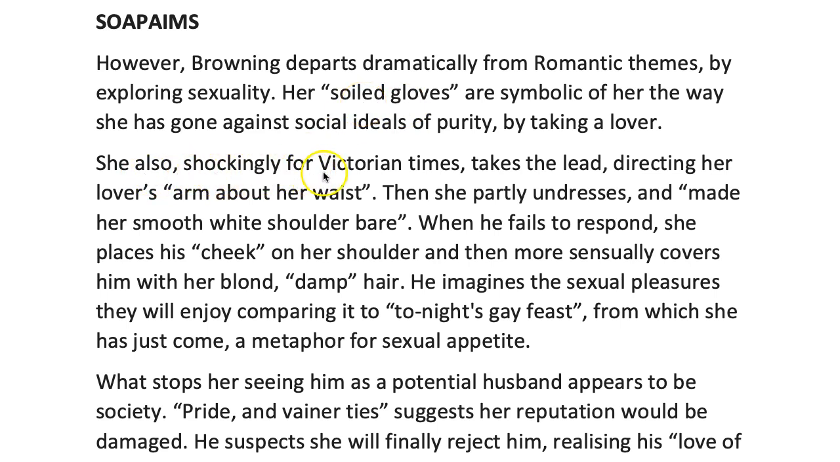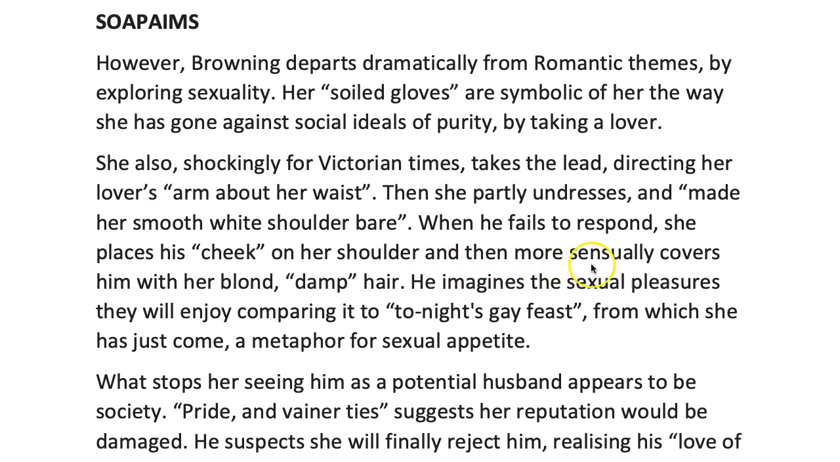So she also, shockingly for Victorian times, takes the lead. So she starts directing her lover's arm about her waist, doesn't wait for him, but encourages this physical contact. Then she partly undresses, this is Victorian times, so nothing too naked, and made her smooth white shoulder bare. So she's starting to expose her shoulders and inviting him to imagine what more is beneath. When he fails to respond, she places his cheek on her shoulder. So sensual, but also dominant, usurping his power as a male.